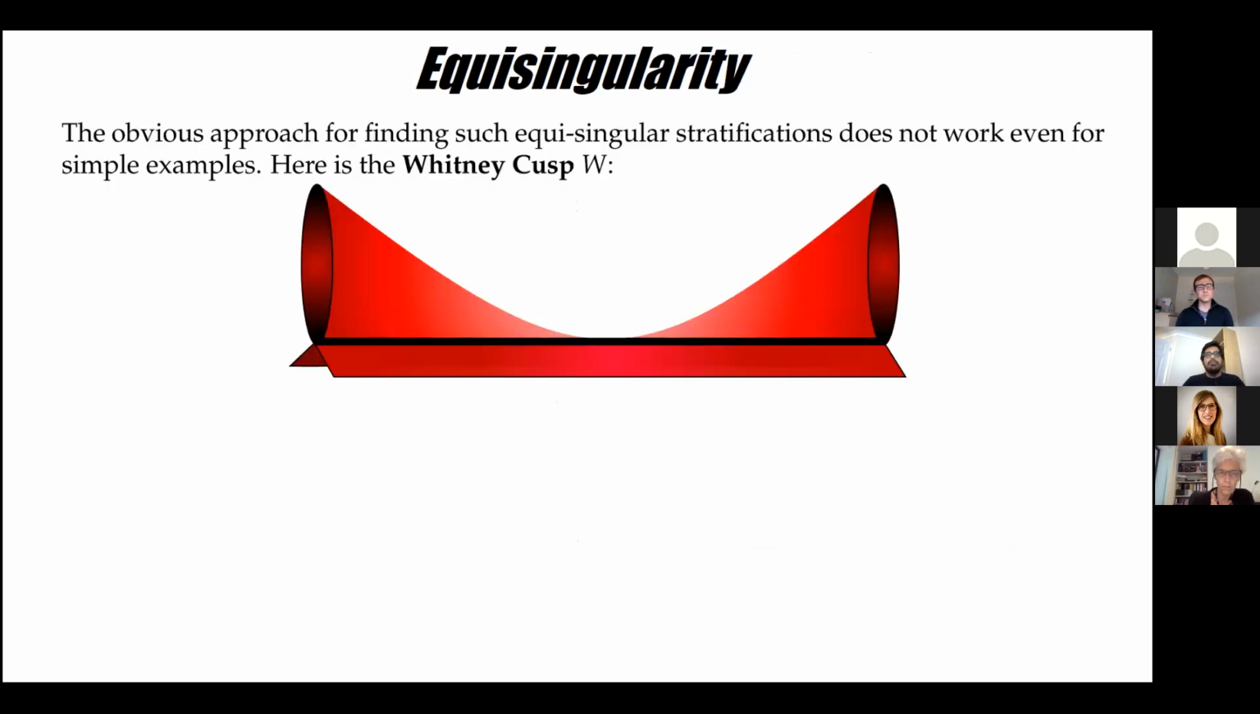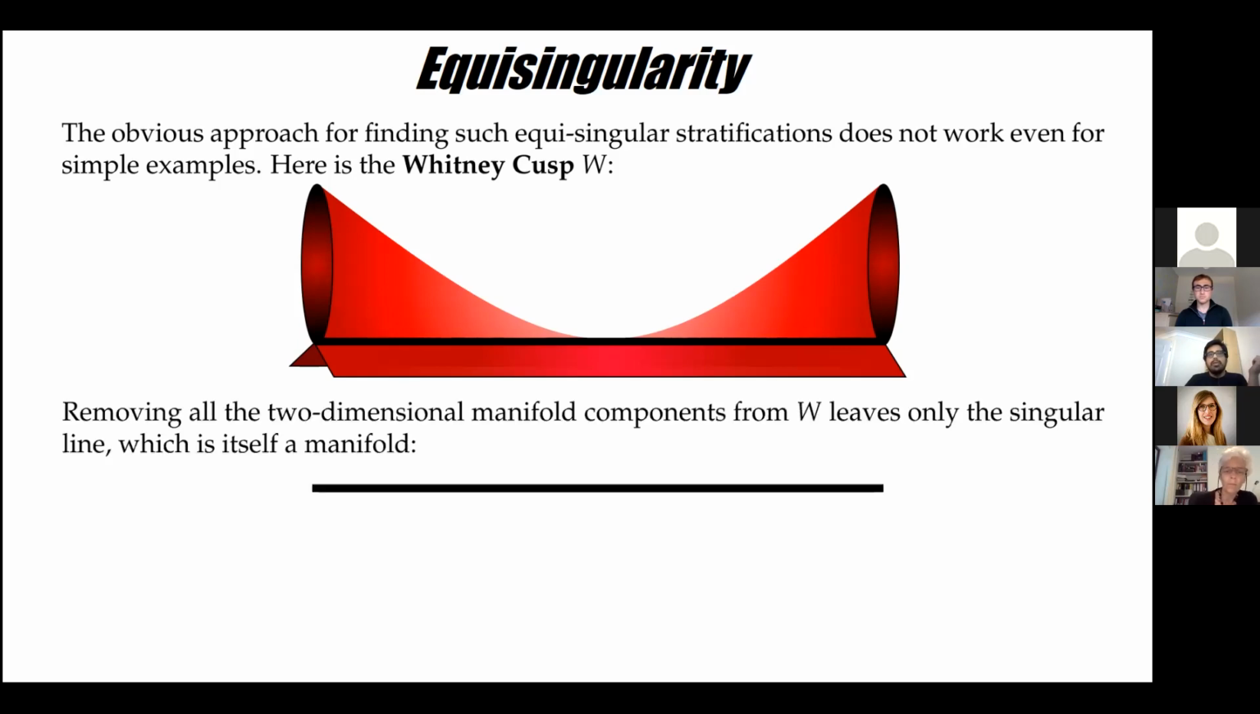So this is Whitney's own example. This is called a Whitney cusp. It's sort of a quadratic shape. You can see the smile, and then there's a sheet that goes around and comes back. Now, if you look at this space, maybe the first thing you'd want to do is recognize all the two-dimensional pieces and remove them. What's left is one-dimensional, and that's the singular locus. This is itself a manifold, and so you now have a perfectly good stratification.